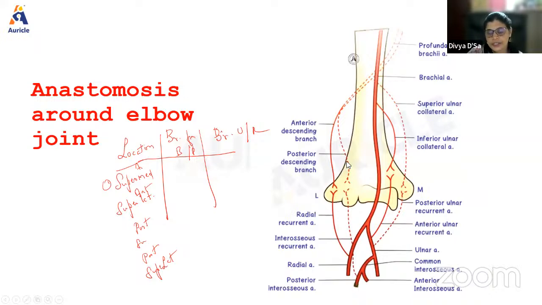Here posteriorly, we have the posterior descending branch of profunda brachii, and here, if you see, this is the interosseous recurrent artery, which is a branch from the posterior interosseous artery. So they form the anastomosis. This is about the anastomosis around the elbow joint.